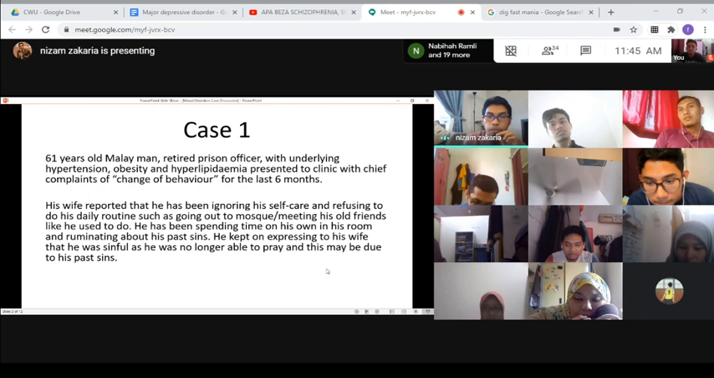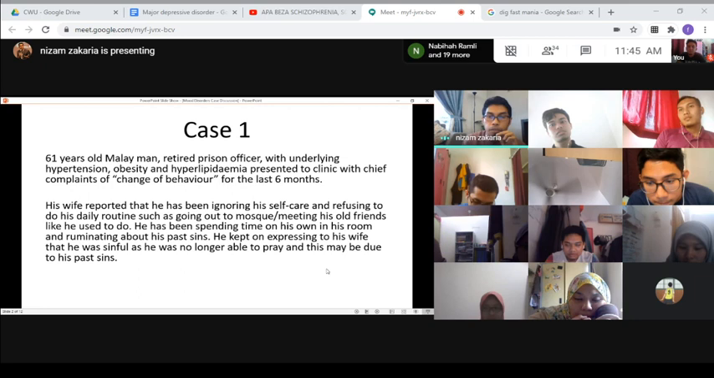Okay, why? First, because the patient refusing to do his trivial daily living activities such as going to mosque and meeting his old friends. Why does it make generalized anxiety disorder? Because there is some degree of social impairment in. So, social impairment ni ada dekat semua diagnosis. It doesn't make it generalized anxiety disorder. Okay, change of yang saya sebut banyak kali, pick yang exclusive to that diagnosis.